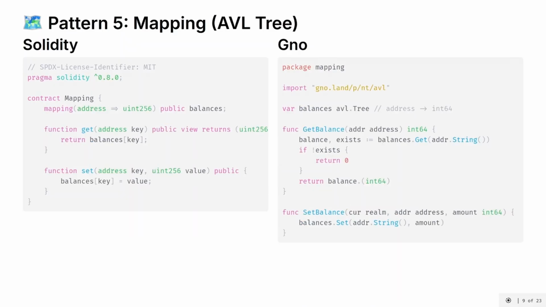Mapping lets you do dictionaries. In Solidity, you use the mapping keyword with the types. And in GNO, you use the AVL tree. The biggest difference is Solidity has explicit types, whereas the AVL tree has implicit types. So you must always use a string on the left, and for any type on the right you must cast every time you use it. A cast is done by dot parenthesis type, and both are used in these different ways.